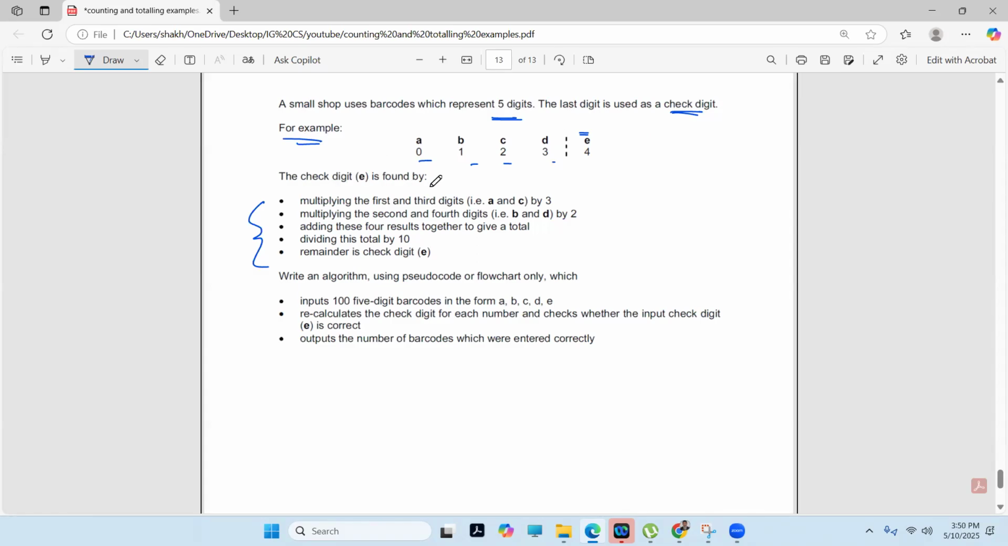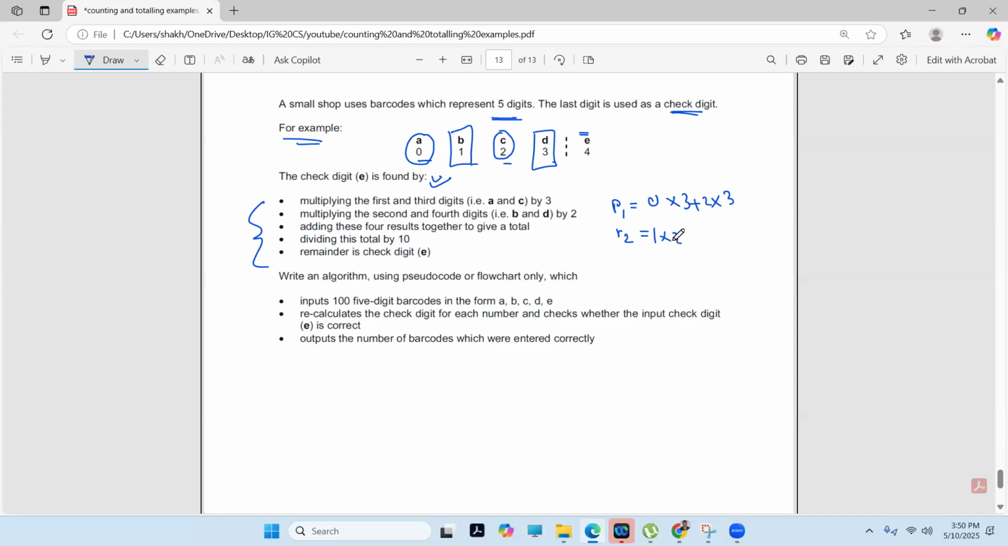The check digit is found by, so they are giving you the logic now, multiplying the first and third digit by 3. So 0 multiplied by 3, for example, in this example, and 2 also multiplied by 3. Then multiply the second and fourth digit by 2. For example, R1 is the first result and this is R2.